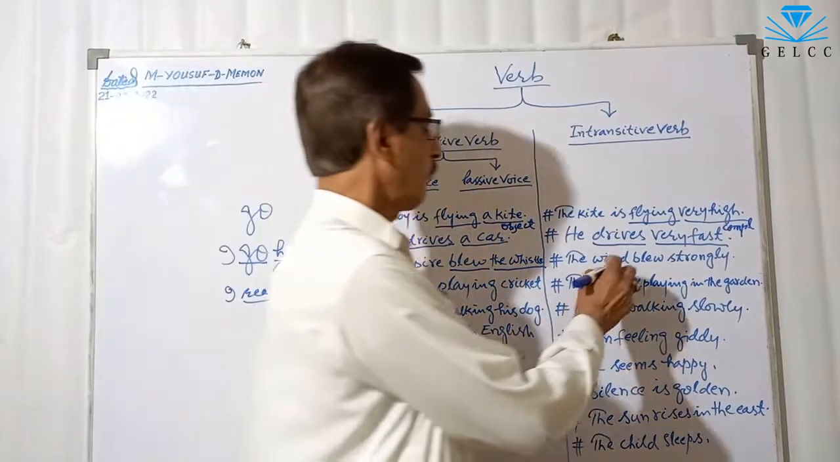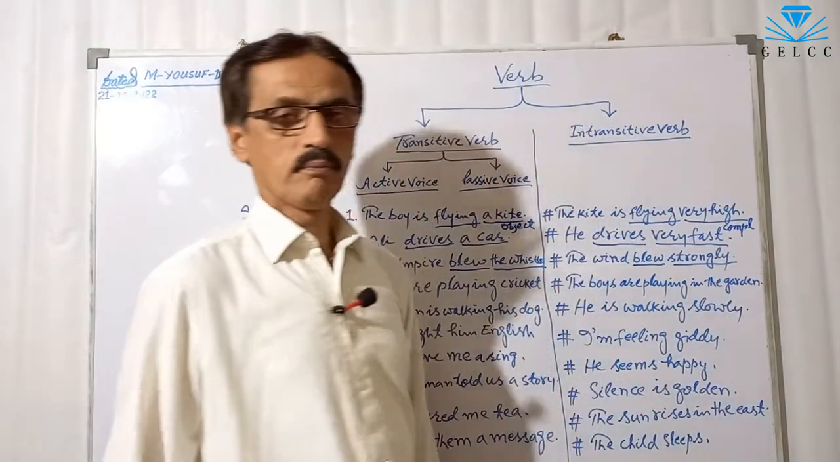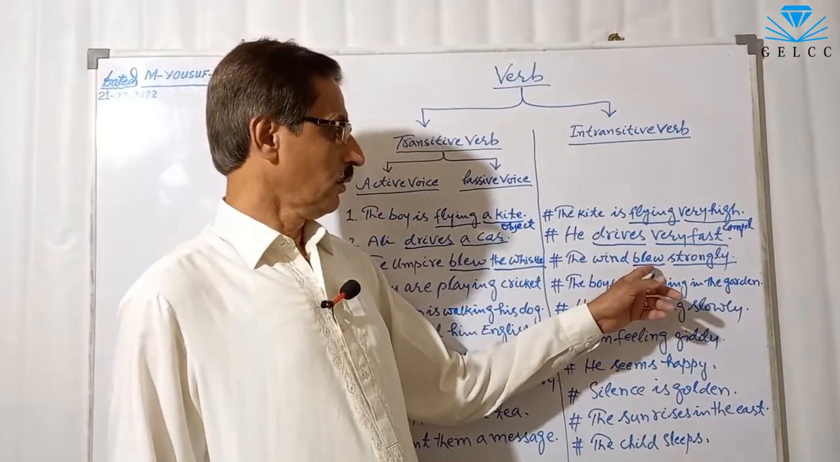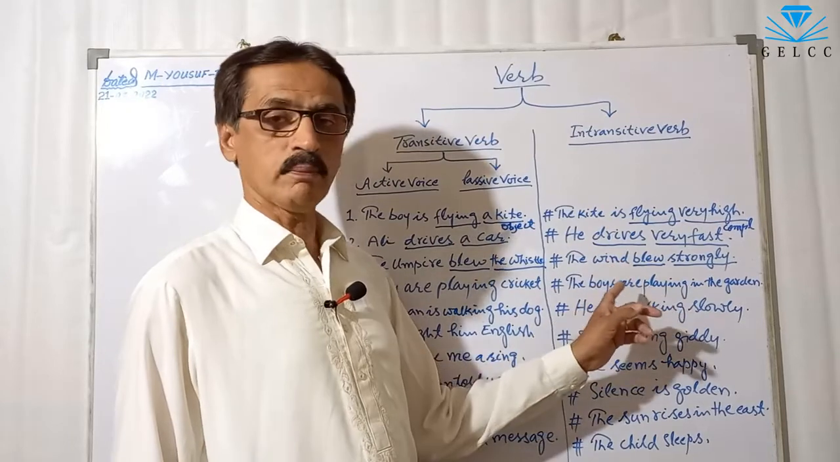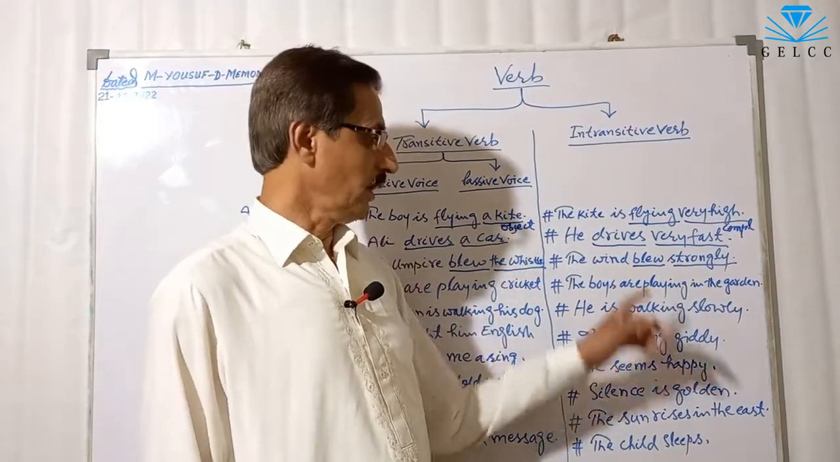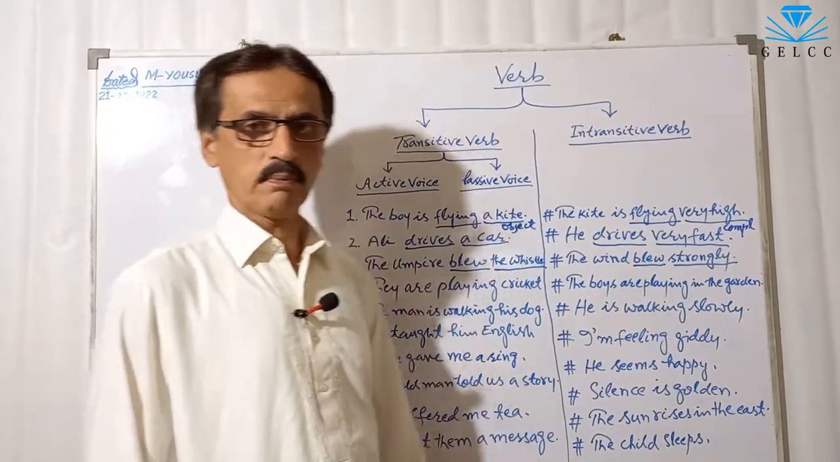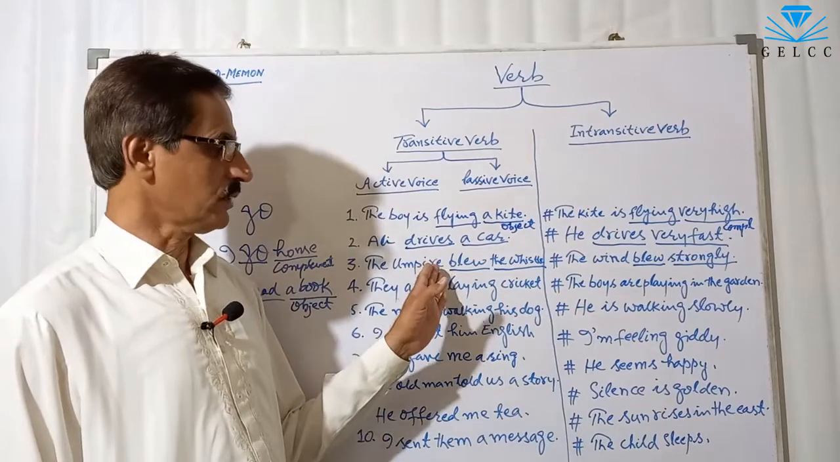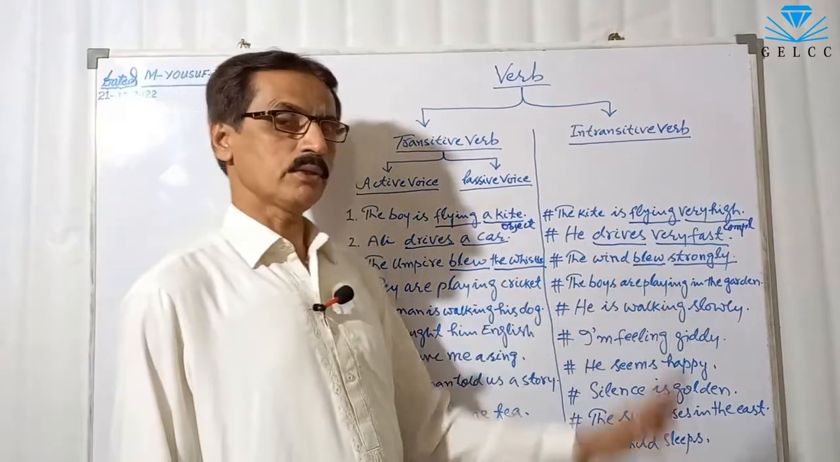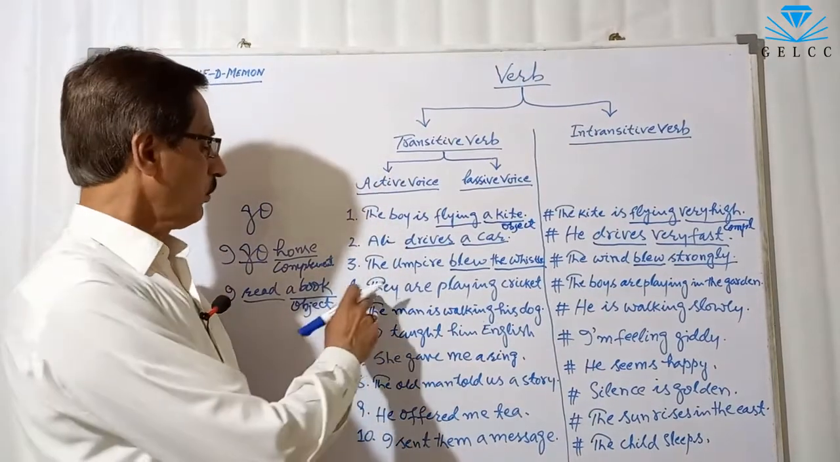But the wind blew strongly. Blew. How did the wind blow? Strongly. Strongly is complement. Here the verb blew is intransitive. Same verb. In the first sentence it is transitive. In the second sentence it is intransitive. Verb is the same.